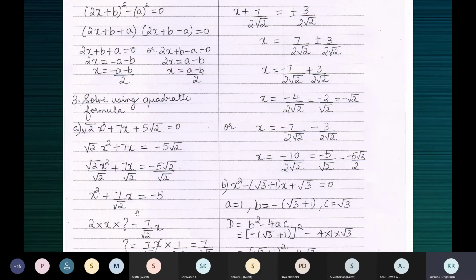Okay, so now let's understand this method here by completing the square. We did not discuss this sum yesterday. We'll do this. We're discussing different methods, children. I hope you're clear. Factorizing by completing the square is what we're doing now.